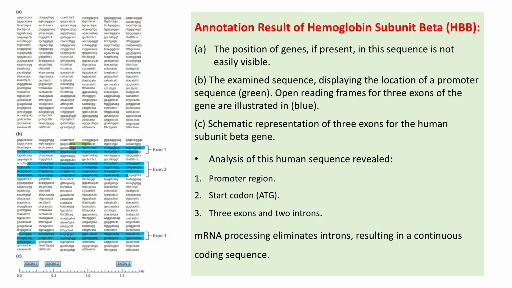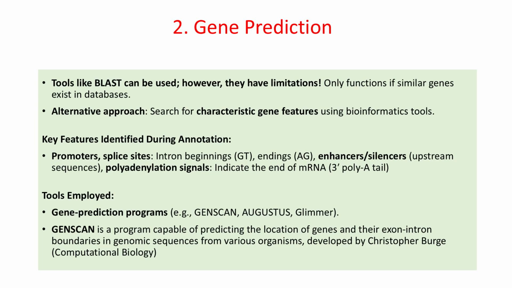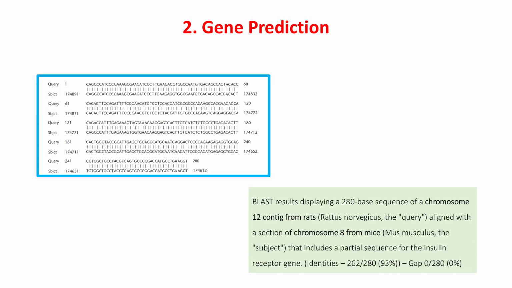The annotation of the hemoglobin subunit beta gene reveals promoter regions, start codons, and exons, illustrating the complexity of gene sequences. Gene prediction tools like BLAST and GenScan help identify gene features, though they have limitations. Alternative approaches are often needed. BLAST results show alignment of chromosome sequences from rats and mice, highlighting the complexity and precision required in gene prediction.